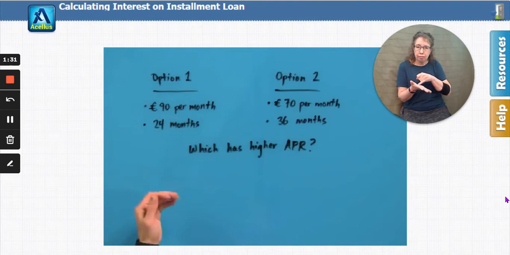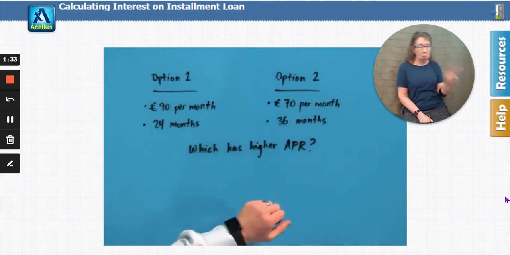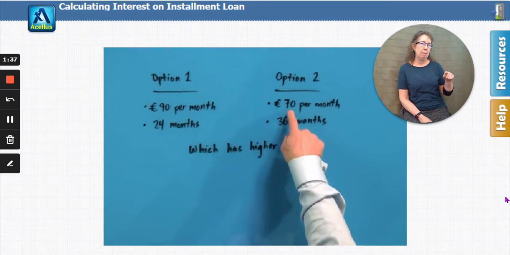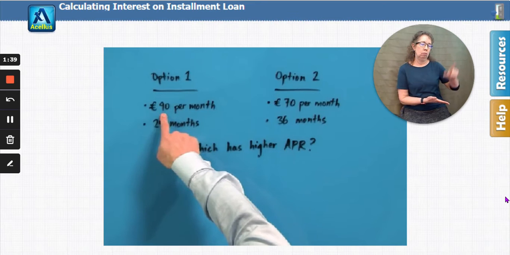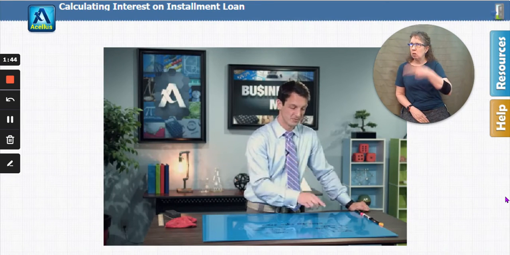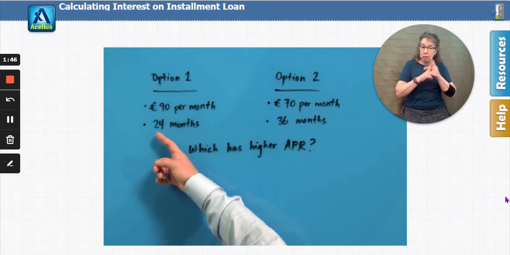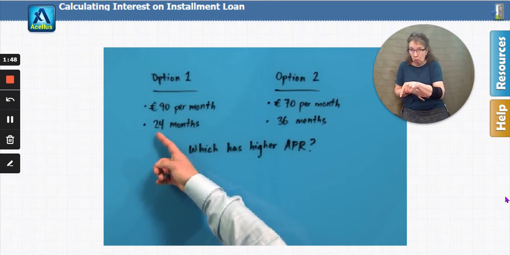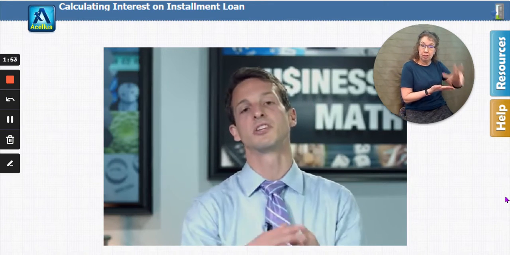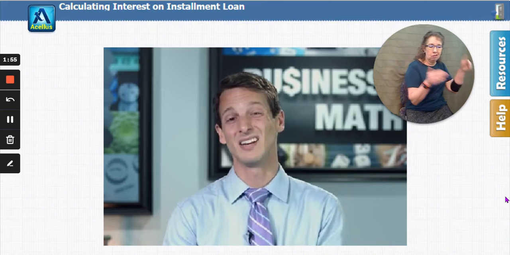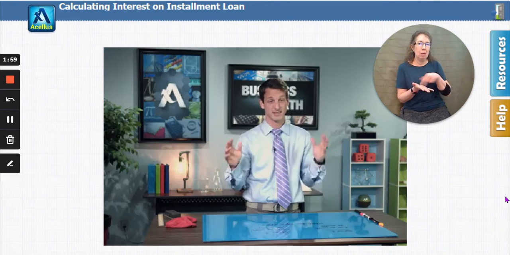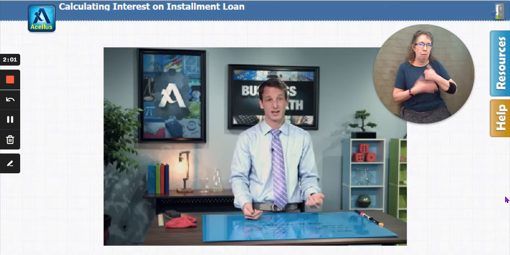Now you might look at this and you say, oh, easy. 70. That one has lower APR because it's a lower payment. And 90 is higher, so it's higher APR. But here's where you have to be really careful. You're paying this one off in 2 years. You're paying this one off in 3 years. So what you want to do is look at the cumulative payments and see how much interest you're paying over time. That's what's going to help you understand which one has a higher APR.